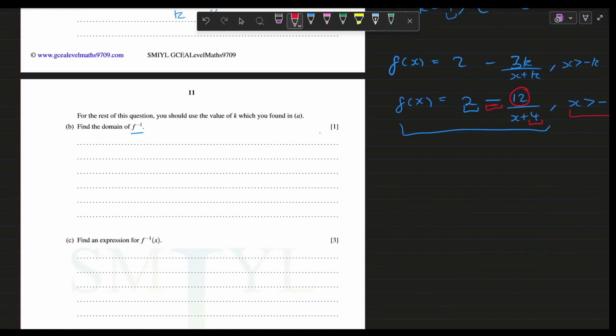So we say the range of f is the domain of f inverse. So we can conclude that the domain of f inverse is x. Remember, domain is written in terms of x values. So x is less than 2. And that's going to be our final answer.